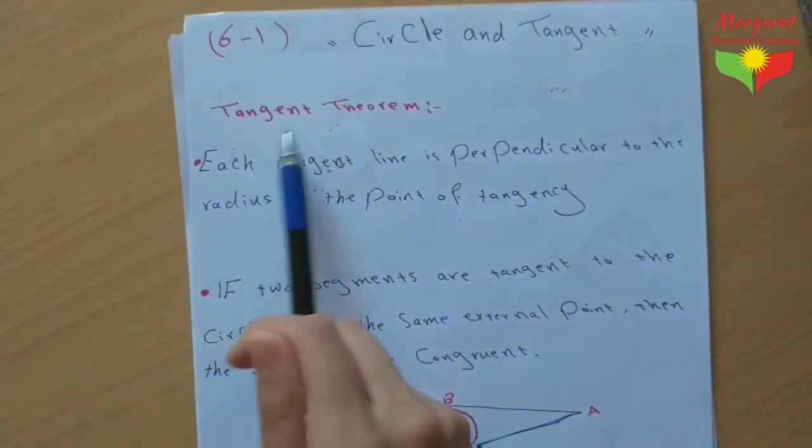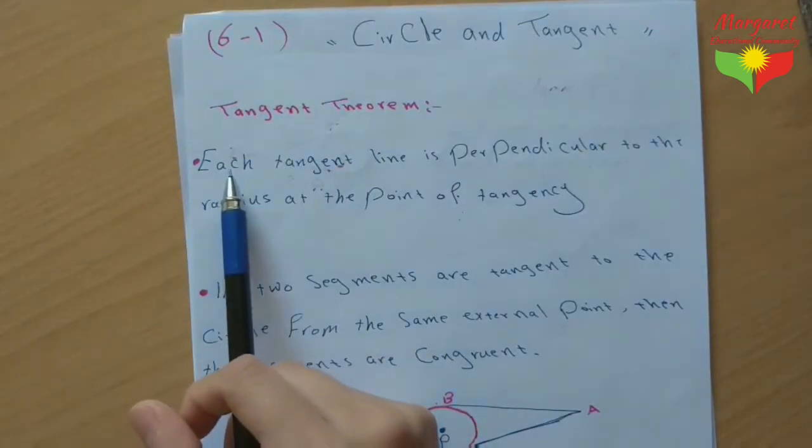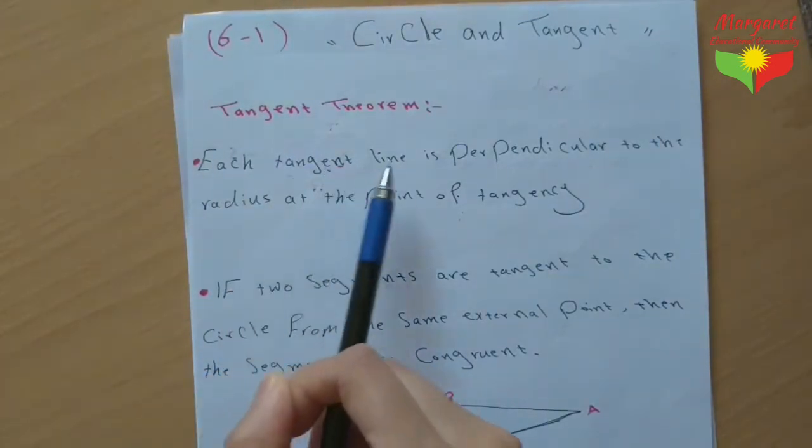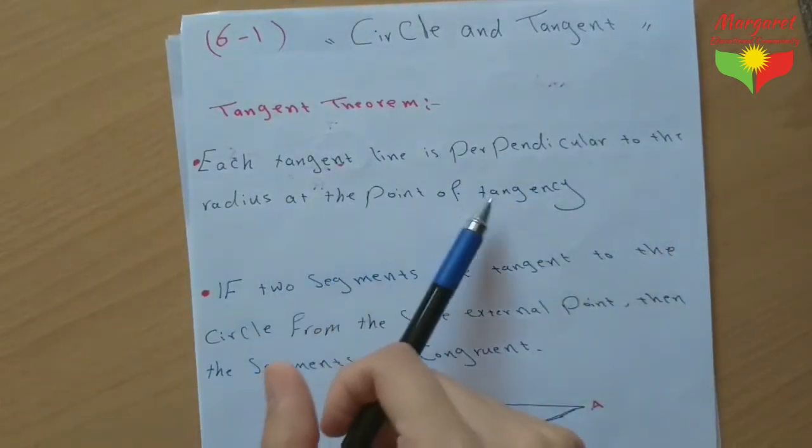Right, we have an important theorem called the tangent theorem. What does the tangent theorem say? Each tangent line is perpendicular to the radius at the point of tangency.